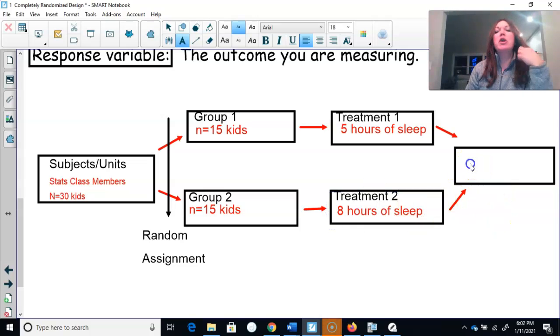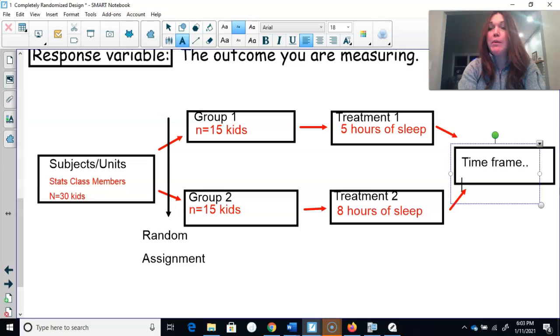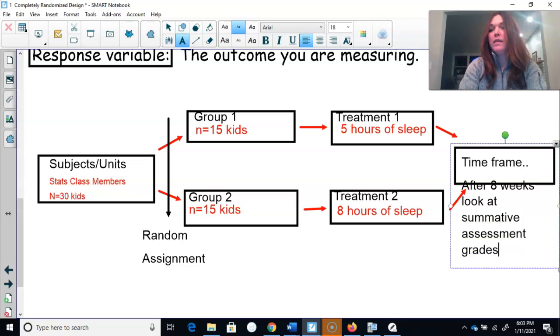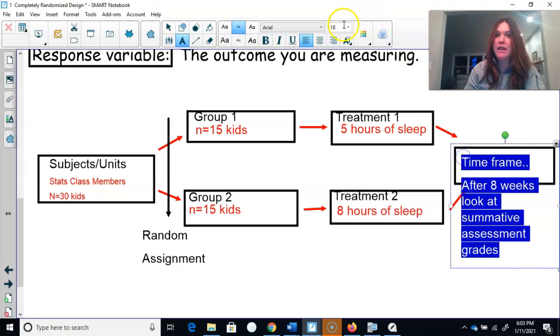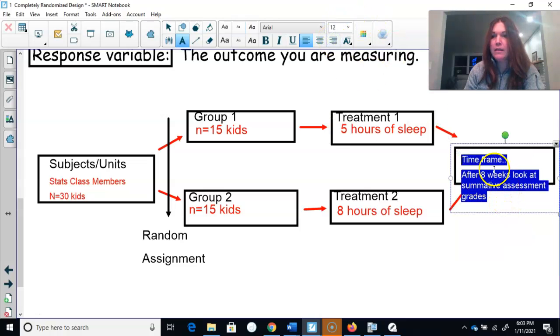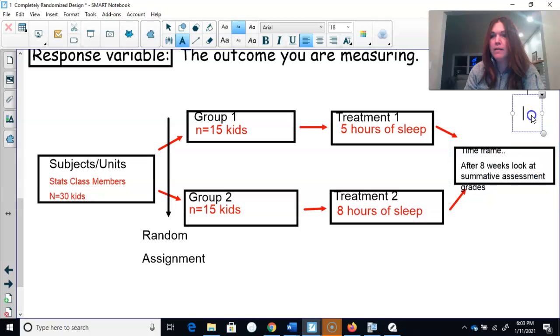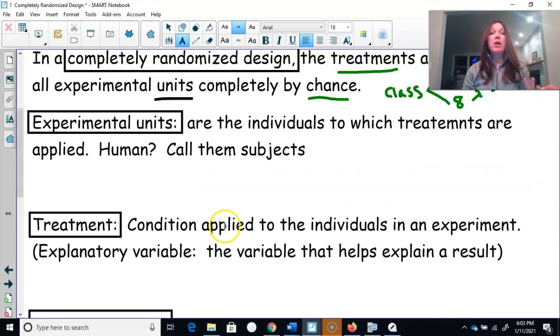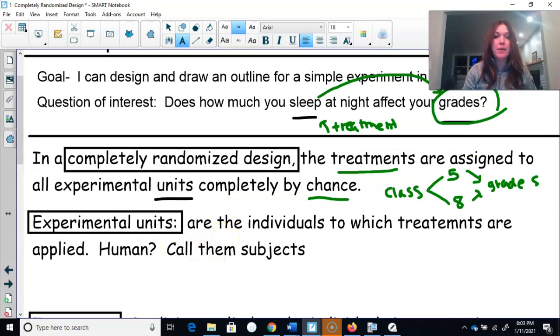And then finally, we have to measure our response. What are we going to look at? Okay, so we want to put a time frame usually. And that time frame, we would say after, let's say 8 weeks, we'll look at grades or summative assessment grades. How about? That's so big. Let me make this fit into the box. That's about as close as I'm going to get, okay? So when you are asked for a completely randomized design, this is what I'm looking for.